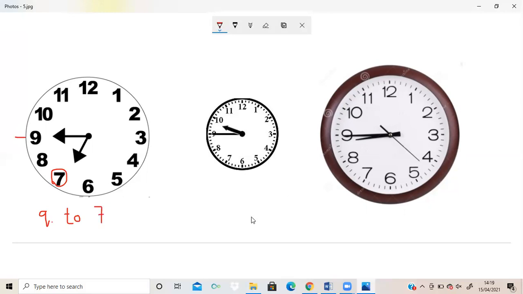Please pause the video and you can try these 2 clocks and then you can check your answer with me. So the minute hand is pointing 9, that means it's quarter to, and the hour hand destination is 10. It will be quarter to 10. The time is quarter to 10.